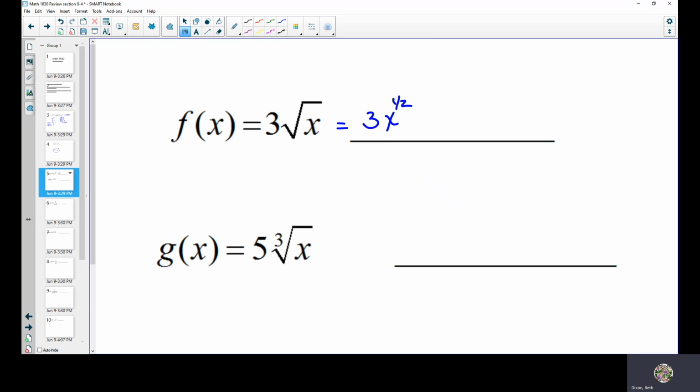Our next problem is g of x equals 5 times the cube root of x. So that would be rewritten as 5 times x raised to the 1/3 power. The x has an assumed 1 as an exponent and a root of 3. So that would be x raised to the 1/3 power.